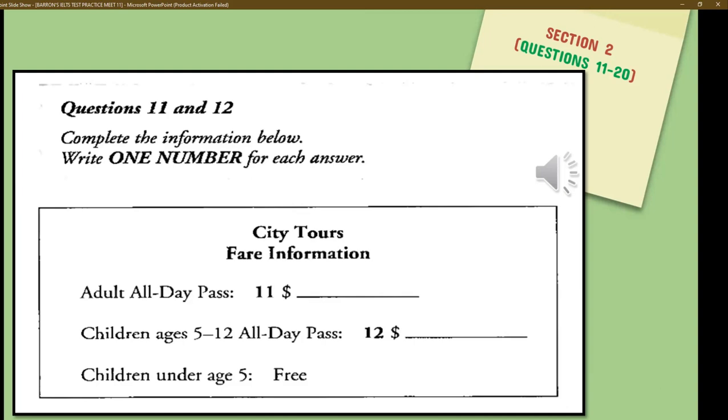Thank you for choosing City Tours. The reason so many people choose our tours when visiting this city is because you can design your tour to suit your own interests. Your all-day pass entitles you to board our bus at any stop and stay as long as you like at each place. The all-day bus pass costs $18 for adults. Children between the ages of 5 and 12 pay half the adult fare, and children under 5 ride for free.